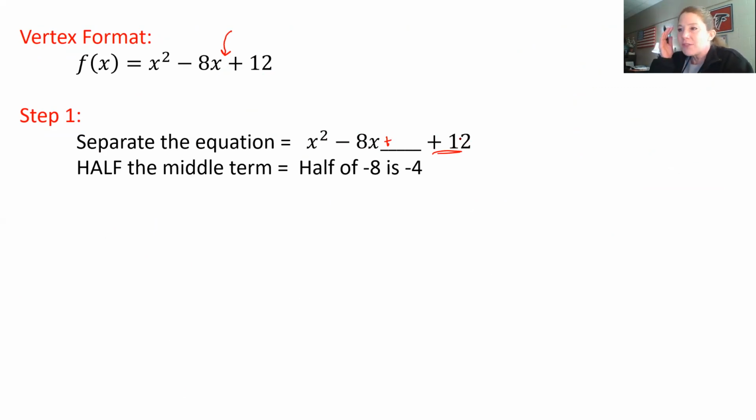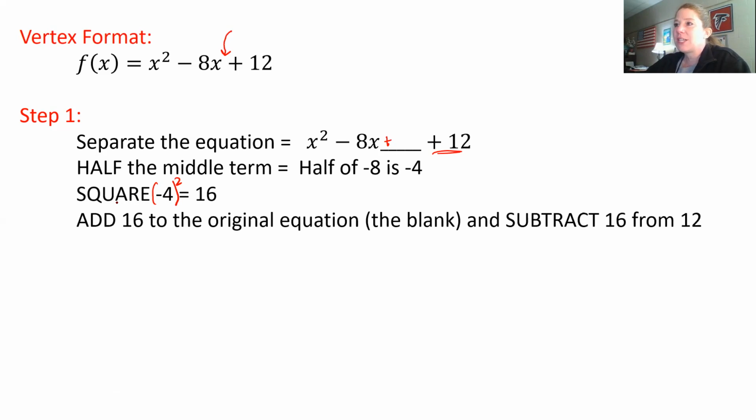Now we're going to half the middle number. In our minds, what's half of -8? The answer is -4. The next step is we're going to square that number. Remember, anything squared is a positive number. After you half it, you square it and you get 16. Then you're going to add 16 to the original equation where the blank is.